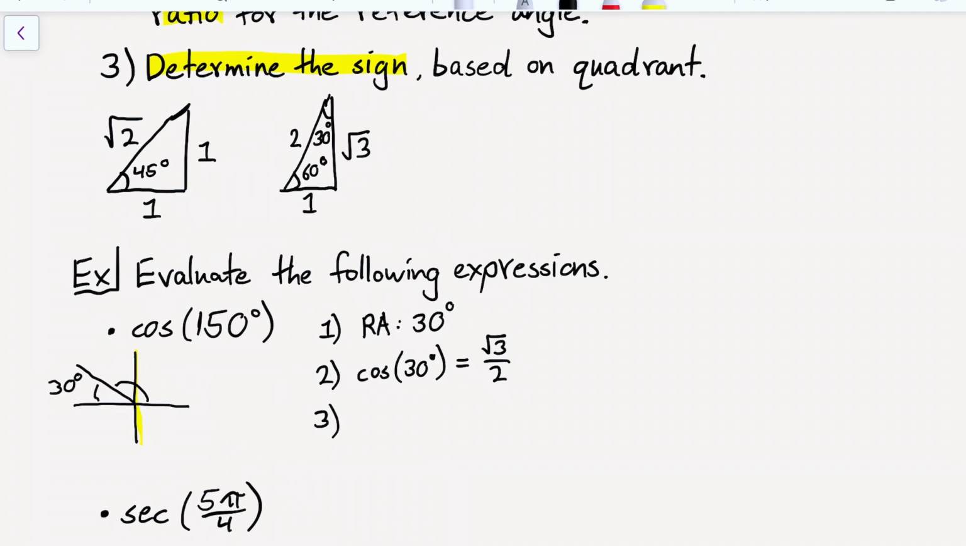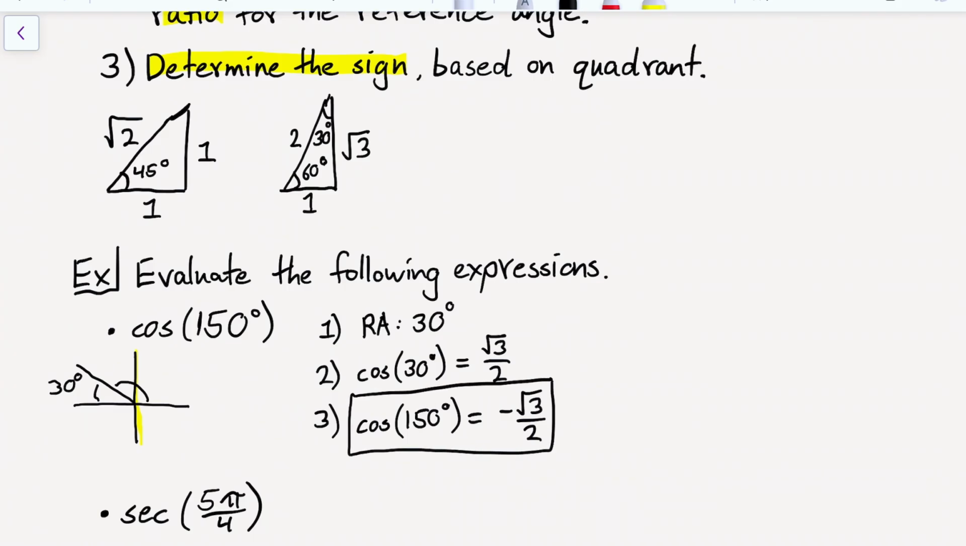And finally, we can determine the appropriate sign. Because we are in quadrant 2 and we are evaluating cosine, cosine of a quadrant 2 angle is negative. So cosine of 150 is negative root 3 over 2. Here's our final answer.